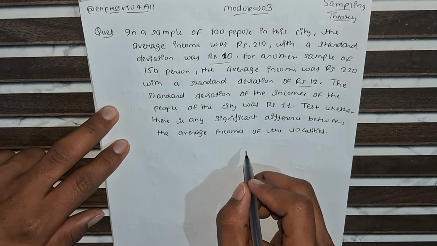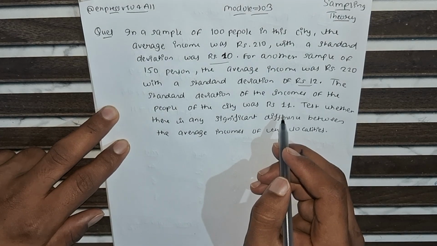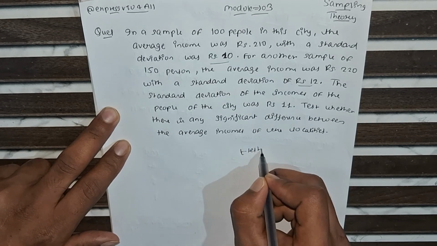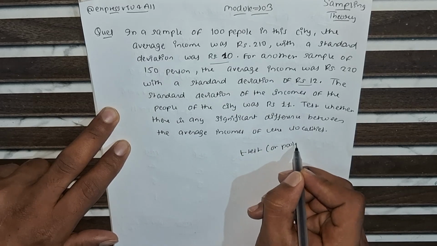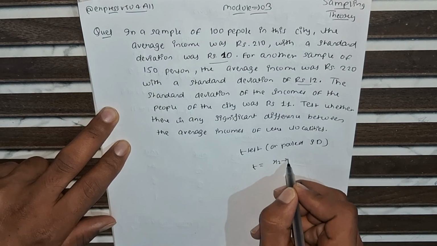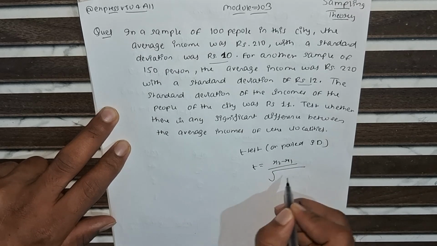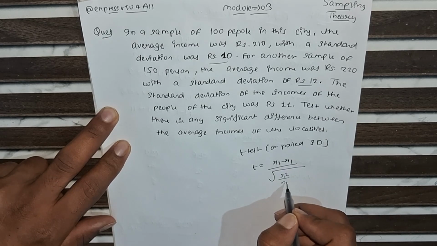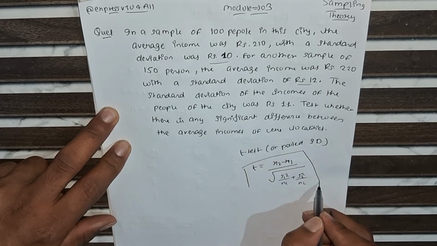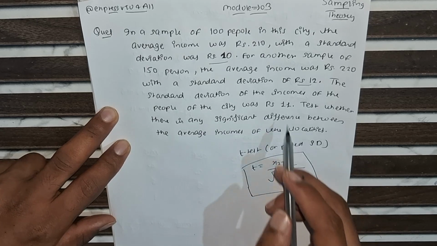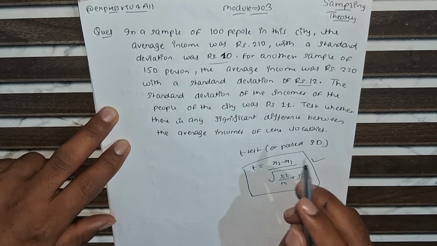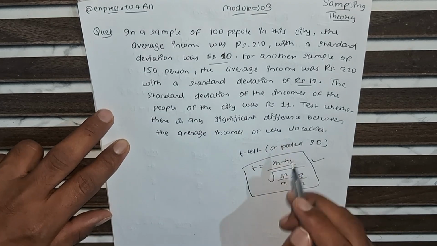What is the formula of the T test? If this standard deviation is not given in the question, then we use the T pooled test, or we can say pooled standard deviation. The formula is T equals x2 minus x1 divided by the square root of s1 squared by n1 plus s2 squared by n2. I am writing just the formula for reference. If the population standard deviation is not given in the question and the two sample deviations are given, then you use this formula. But in this case, we are using the Z test. So let's solve it.